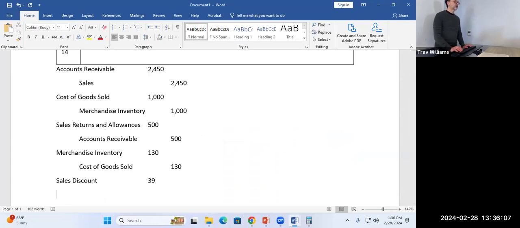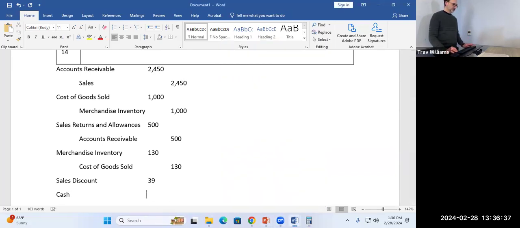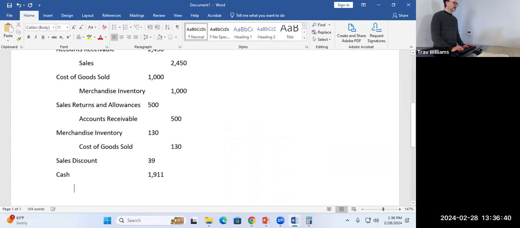Okay, what else is going to go in this transaction? Cash. And how much cash? Yeah, so it's the same 1950 minus the $39 discount, right? Because 1950 is the remaining account receivable, but they get the discount, so they pay 1911. And then accounts receivable gets a credit of 1950. Now everything should balance.